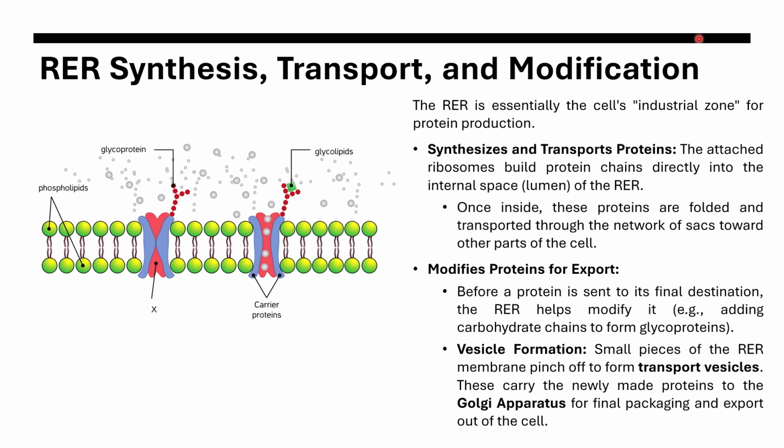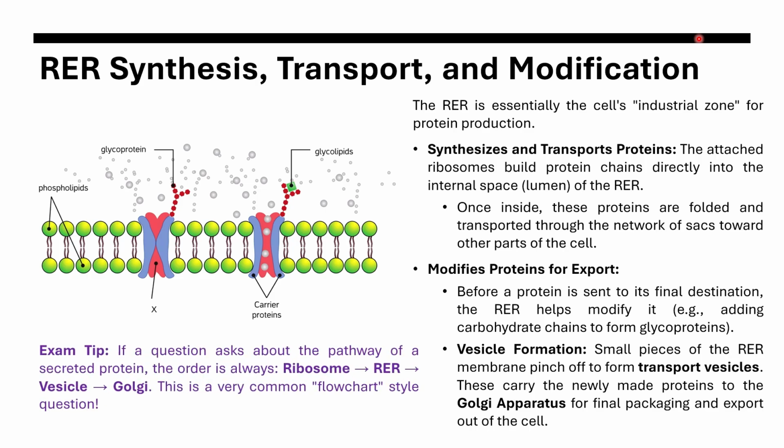Finally, how does the protein leave the factory? The rough endoplasmic reticulum uses a clever budding process. A small piece of the RER membrane pinches off to form a tiny bubble called a transport vesicle. This vesicle acts like a shipping container, carrying the newly made proteins safely to the Golgi apparatus for final packaging. It is a seamless transition from production to delivery.